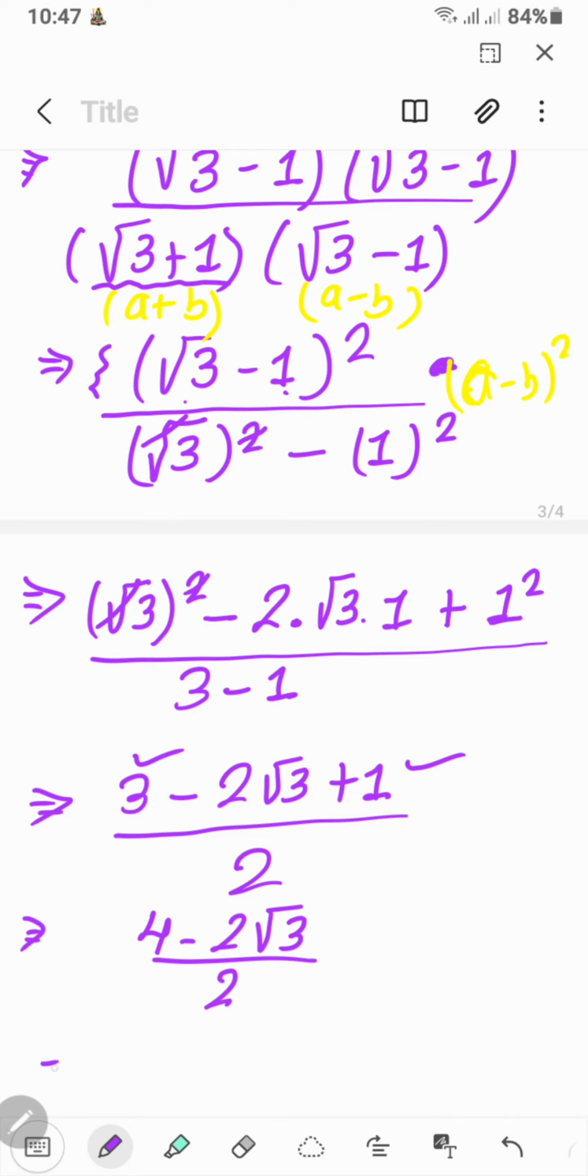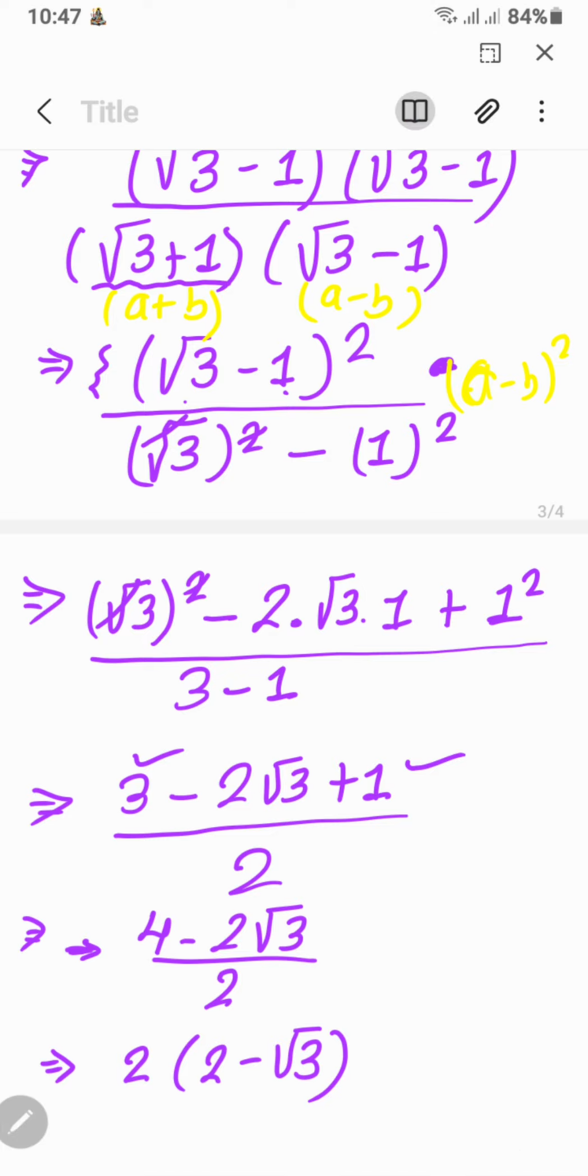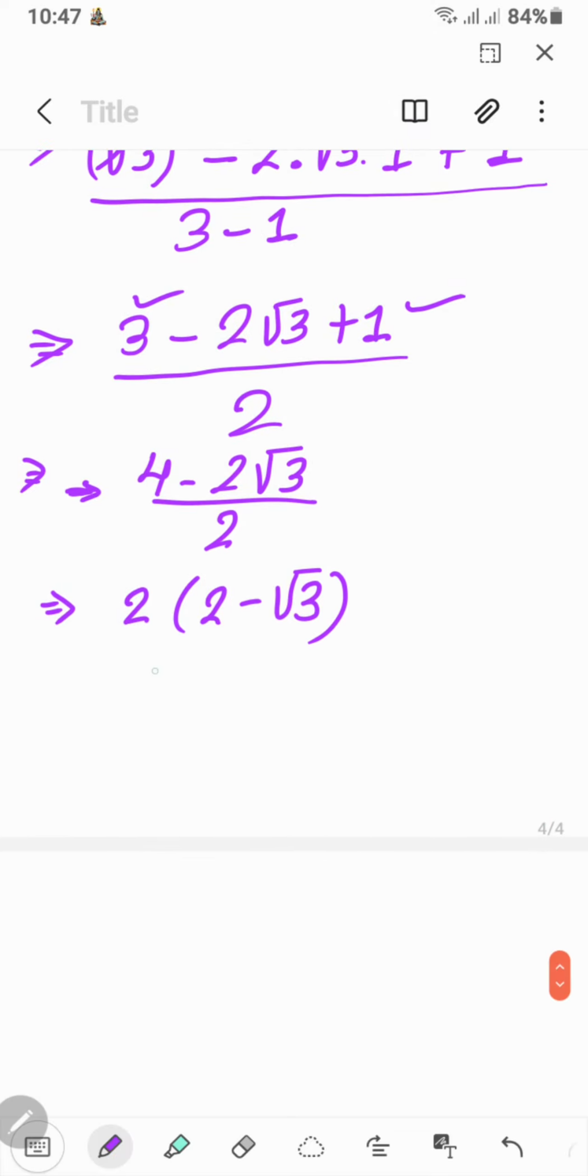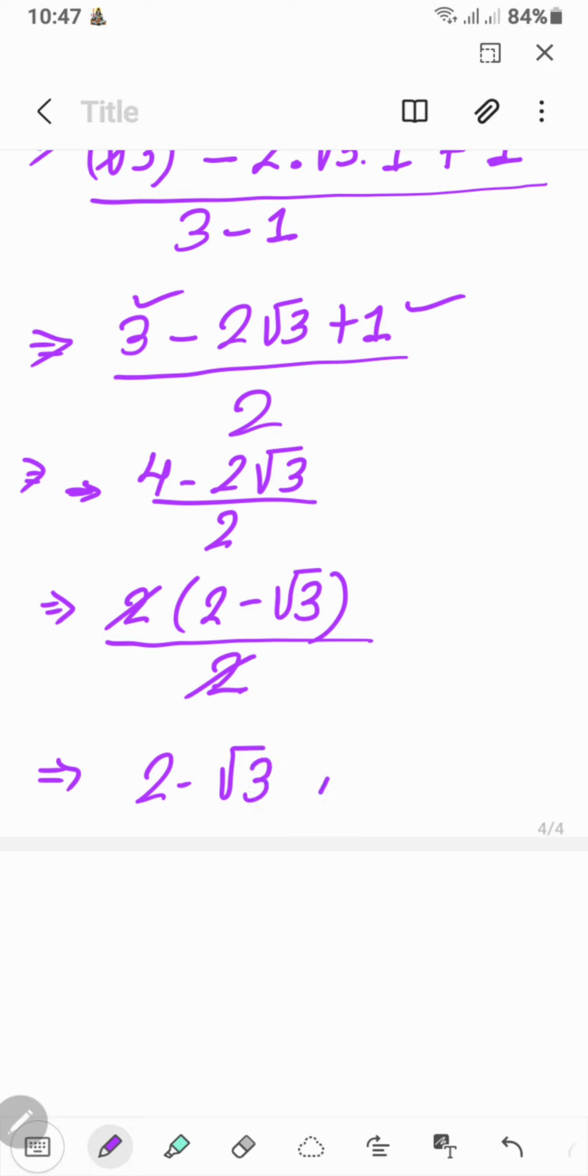We can solve one more step. At the top numerator we can take 2 common. So if I take 2 common, then 4 will become 2 minus root 3 upon 2. Now we can cancel this 2 and 2. Now we will get our final answer as 2 minus root 3. Now this is in the numerator, it's not in the denominator. Now this can be our final answer. You can see the whole process.